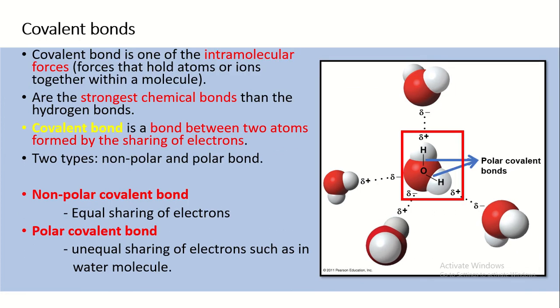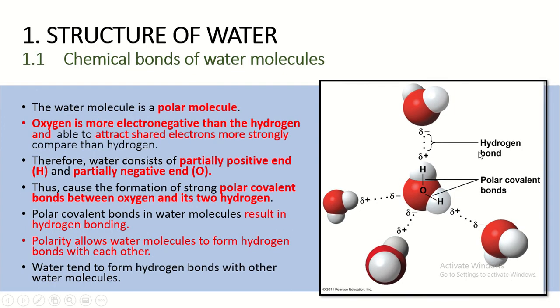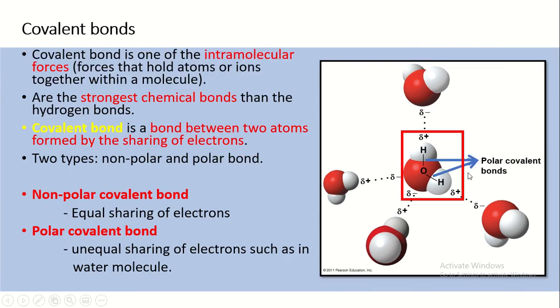So let's look into these two bonds that can be found inside water molecules. The first one is the covalent bond. Covalent bond is one example of the intramolecular forces. Intramolecular forces refer to the forces that hold atoms or ions together within a molecule, and it is considered the strongest chemical bond compared with the hydrogen bond.